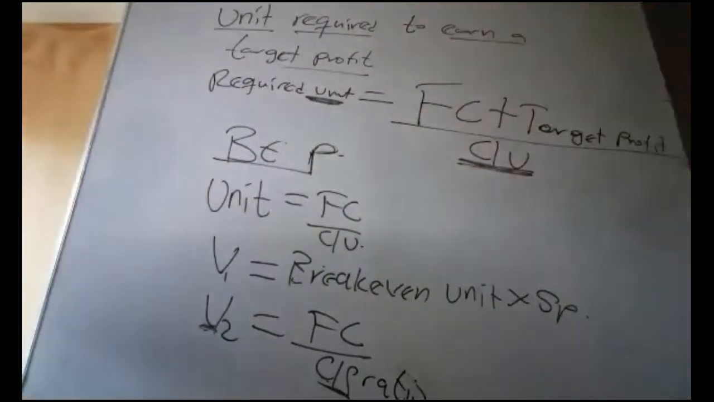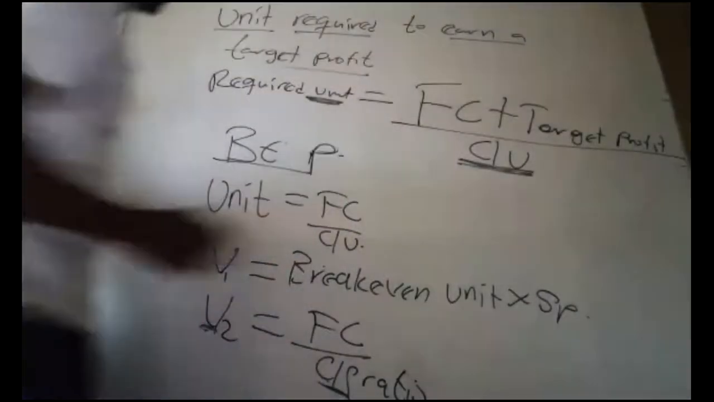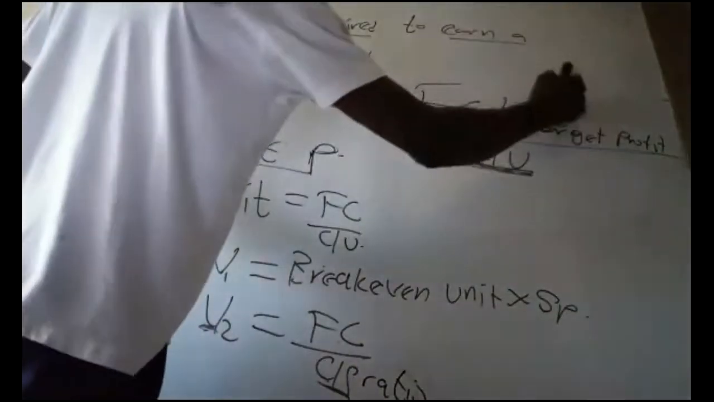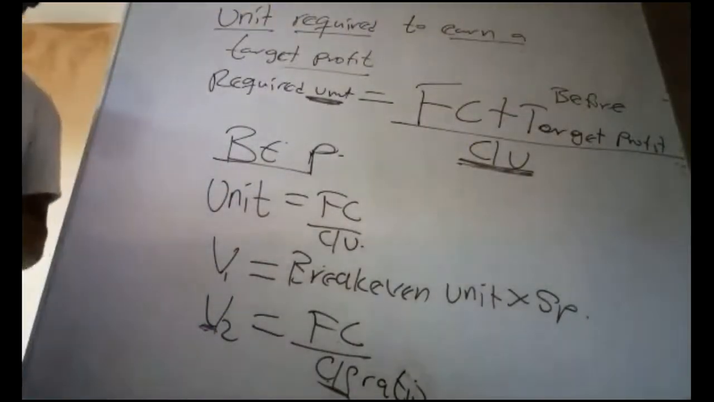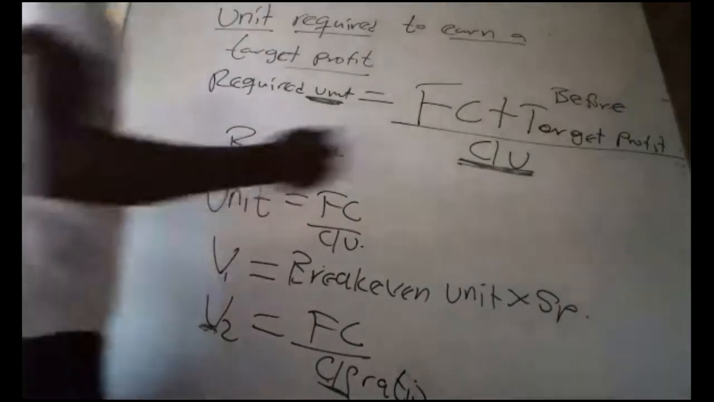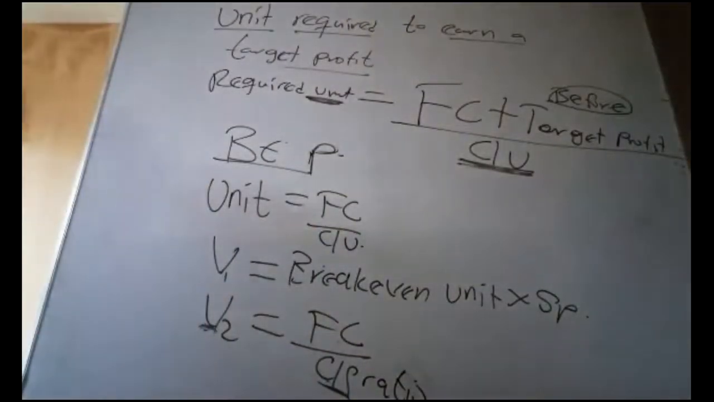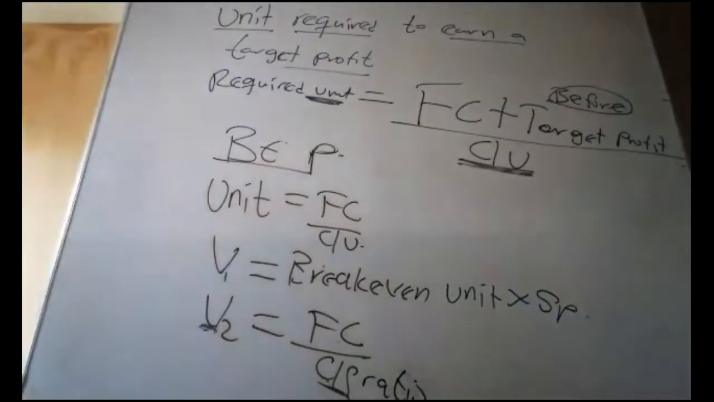Don't worry, we will go through all this. Please, this profit, it must be profit before tax. Target profit before tax. Take note. It must be before tax, not after tax. If the examiner gives you after tax, find a way of getting the profit before tax. We will do that. So probably we can test ourselves with this.